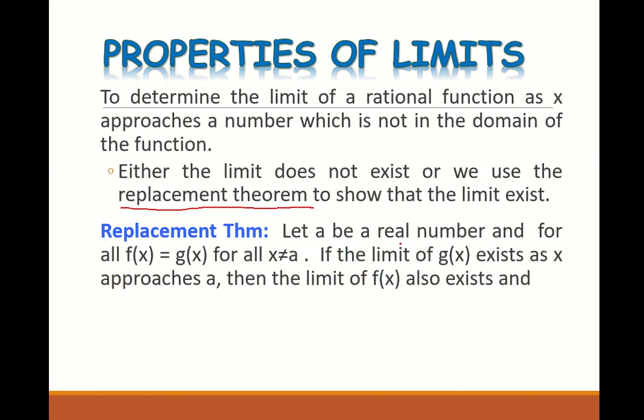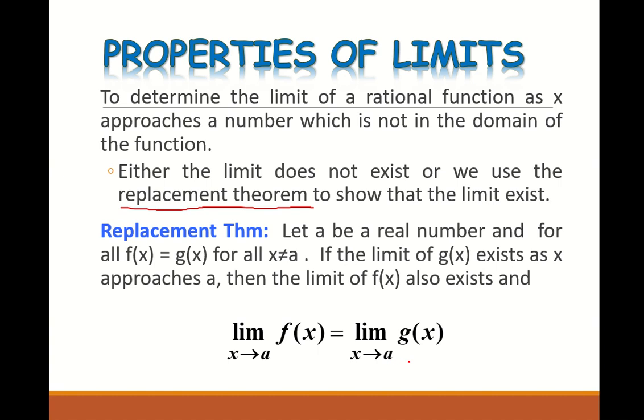Let a be a real number, and for all f of x equal to g of x, for all x not equal to a. So if the limit of g of x exists as x approaches a, then the limit of f of x also exists. And we have this theorem that the limit of f of x as x approaches a is simply equal to the limit of g of x as x approaches a.